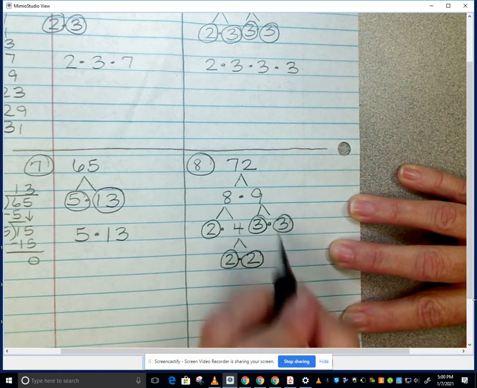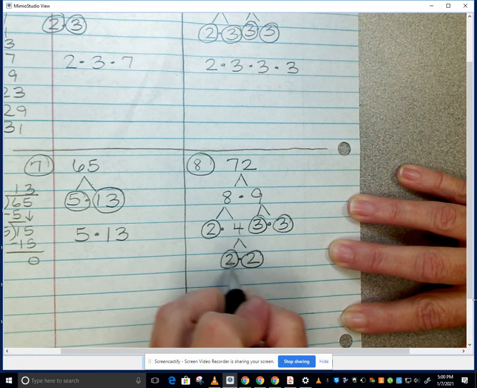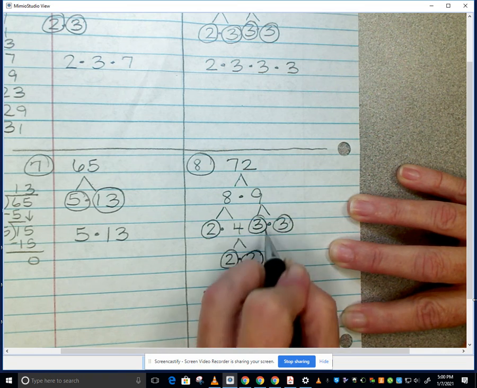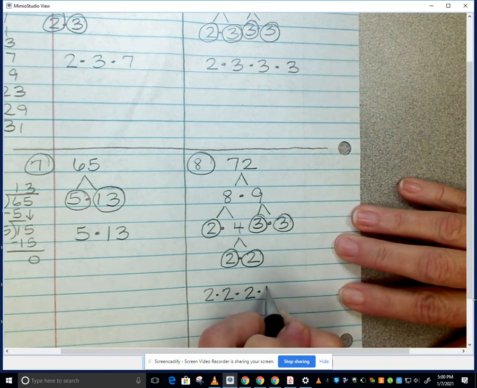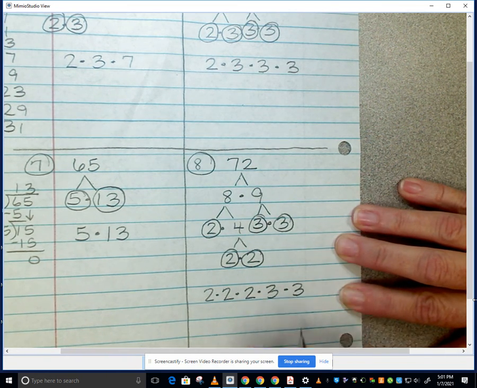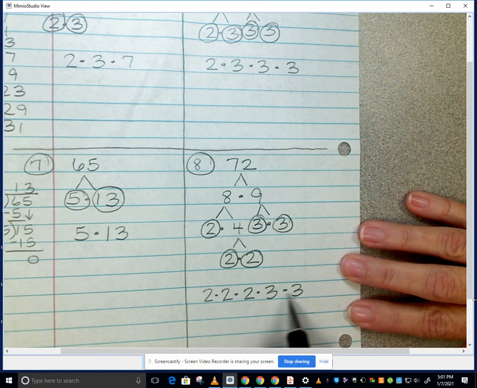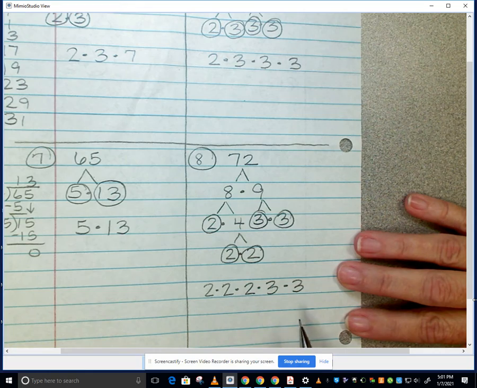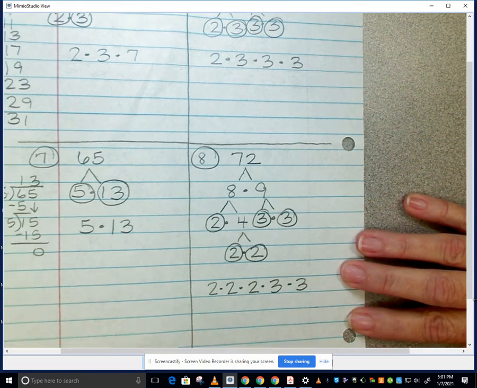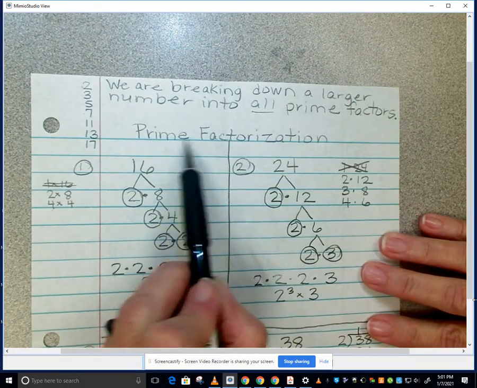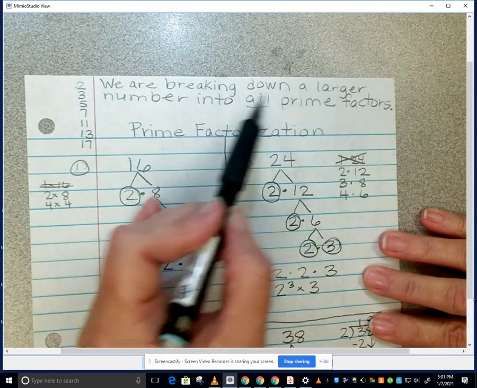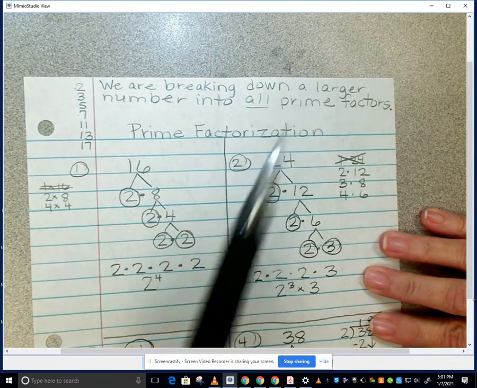So the prime factorization of 72, I'll do my 2's first. 2 times 2 times 2. Then do my 3's, times 3 times 3. When I multiply across, that would give me 72. Now, I hope that this has helped you to understand prime factorization, when we're breaking down a larger number into all prime factors.